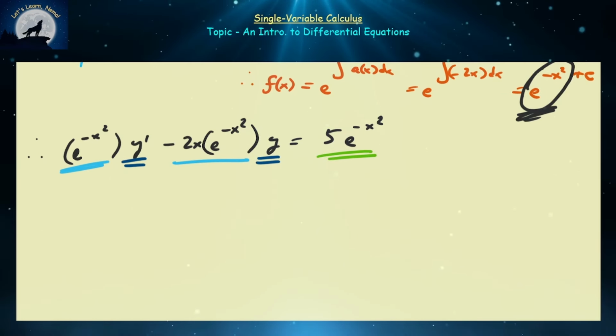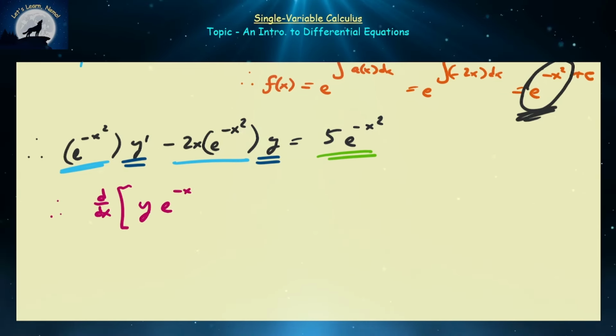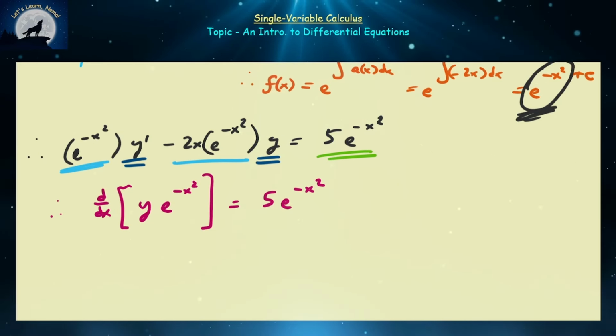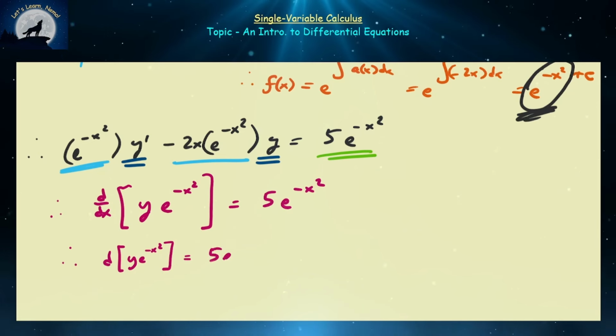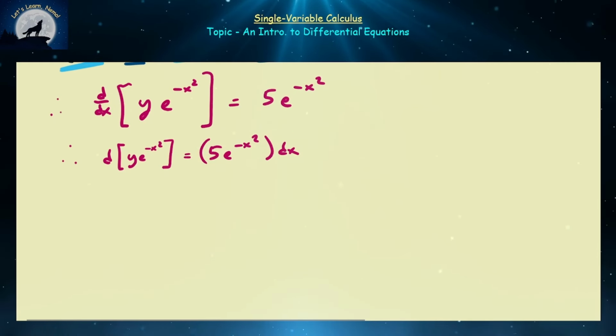So as long as you can take the integral of the right-hand side, then you won't have any problems. What I have here on the left-hand side is the derivative of y times e to the minus x squared, and that's going to be equal to 5e to the minus x squared. Now I just need to isolate my differential, so the differential of y e to the minus x squared will be equal to 5e to the minus x squared times the differential of x. So now I just need to integrate both sides of this relation, and then I will be done.